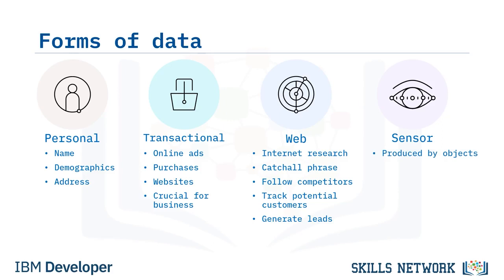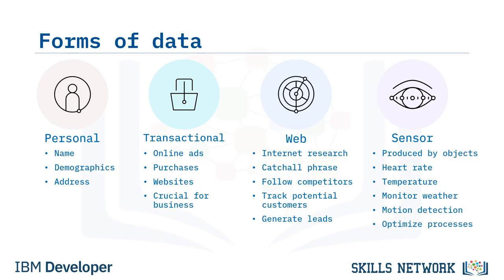Sensor data is information produced by objects and is often known as the Internet of Things. This type of data covers everything from a smartwatch measuring heart rates and temperature to a building with external sensors that measure the weather or turn on lights when motion is detected. Currently, sensor data's primary use is to help optimize processes.